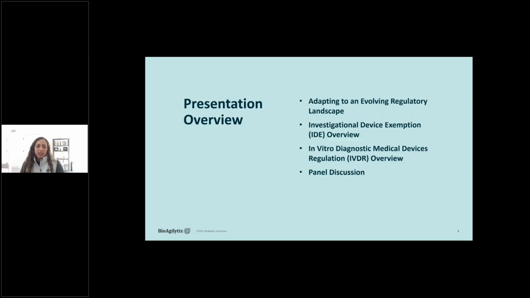All right, let's take a look at our agenda for today. So I'm going to introduce the topic of adapting to an evolving regulatory landscape with respect to IDE and IVDR. My colleagues Luke and Marco are going to give a more detailed overview of both regulations, and they're also going to present some case studies based on our experience. And finally, we're going to close this webinar with a panel discussion where I'm going to be joined by additional BioAgilytix colleagues and subject matter experts.